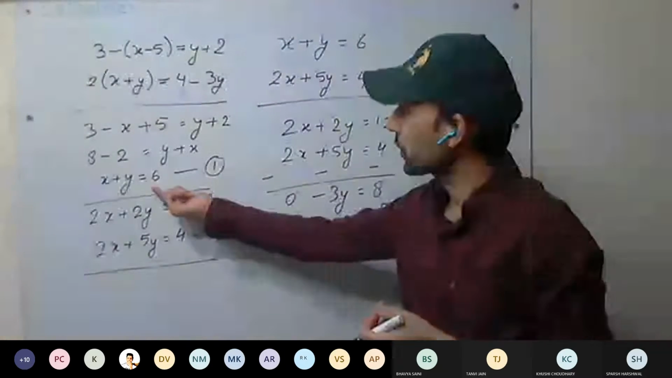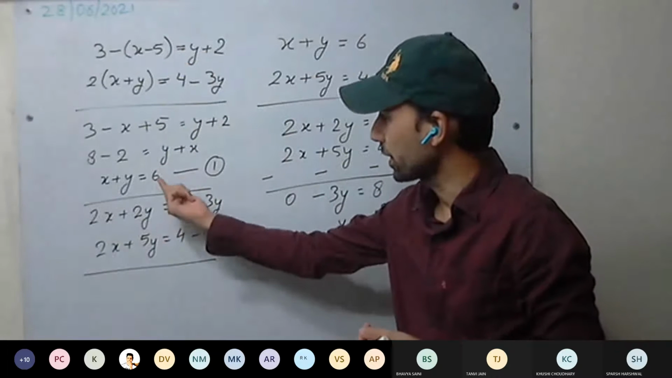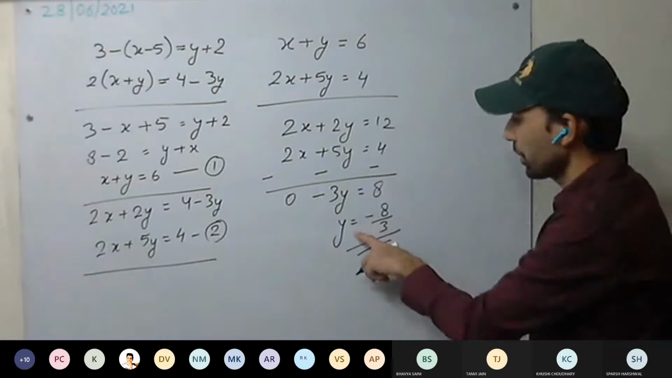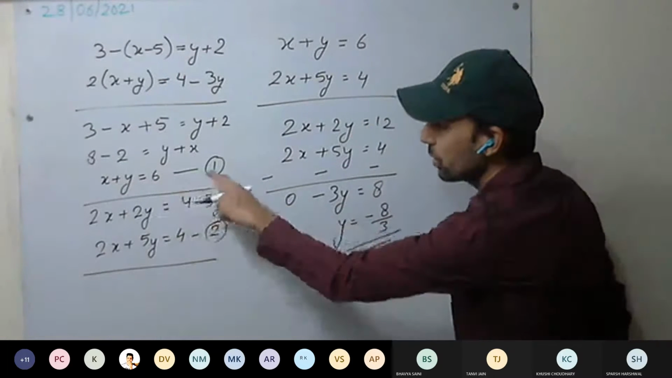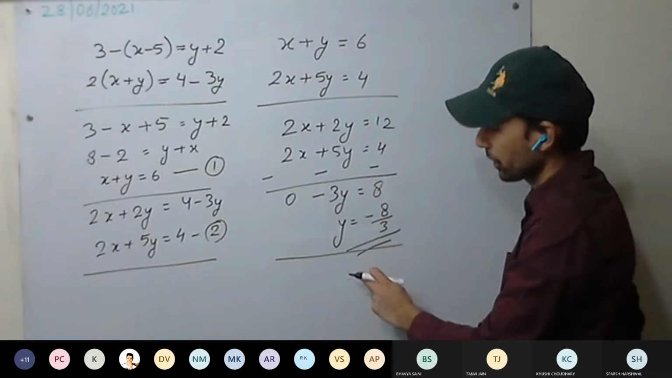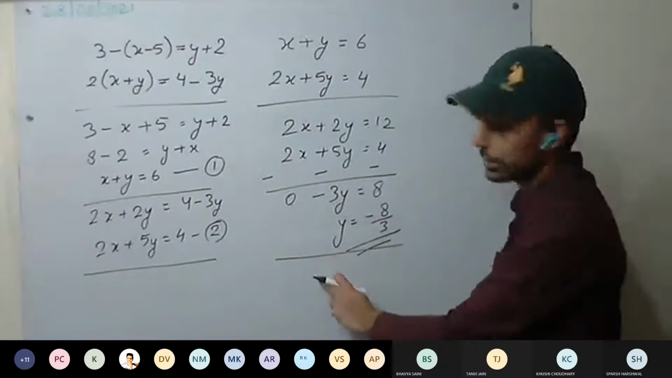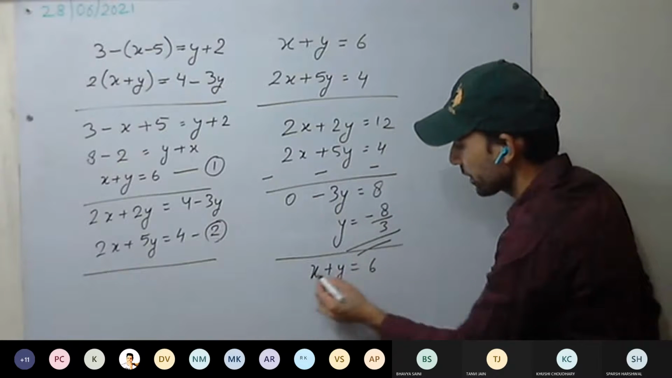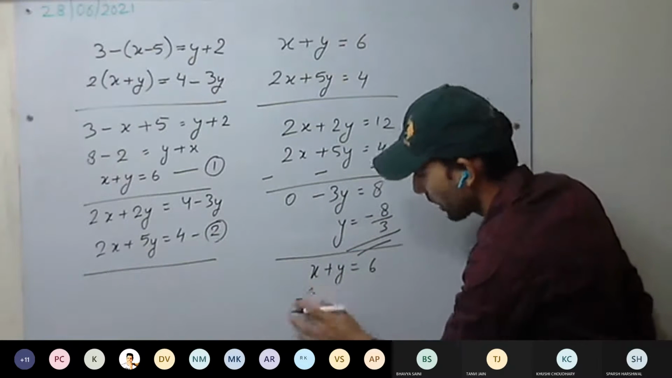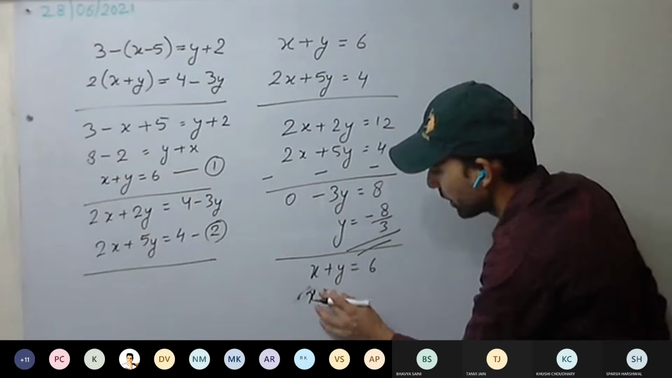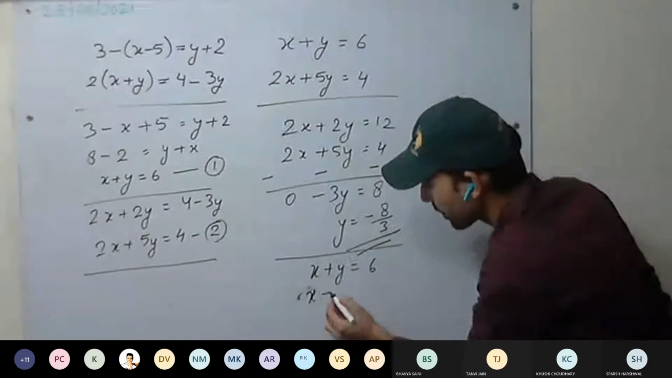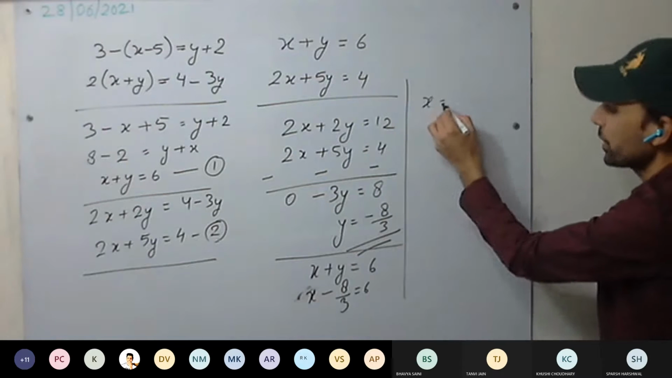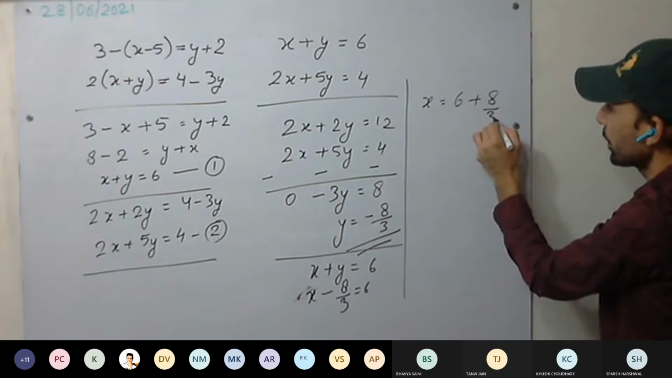Now put it in the first equation. Any of these equations you can put here, but it's easier to get the answer from here. So we are putting y equal to minus 8 by 3 in the first equation. You have to write that one. Putting y equal to minus 8 by 3 in equation first. So we have x plus y equal to 6. If you are putting, x you have to calculate. Y we have. So minus 8 by 3 equal to 6. So x equal to 6 plus 8 by 3.